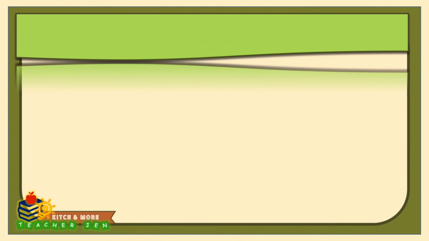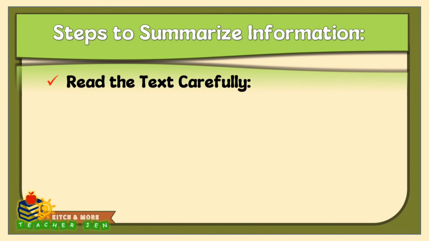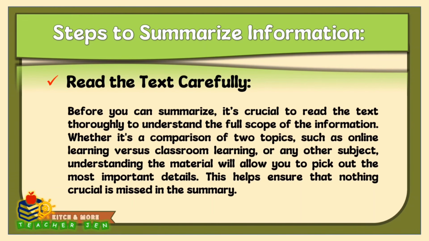Here are the steps that we have to follow when we are summarizing information. First, read the text carefully. Before you can summarize, it's crucial to read the text thoroughly to understand the full scope of the information. Whether it's a comparison of two topics such as online learning versus classroom learning or any other subject, understanding the material will allow you to pick out the most important details. This helps ensure that nothing crucial is missed in the summary.